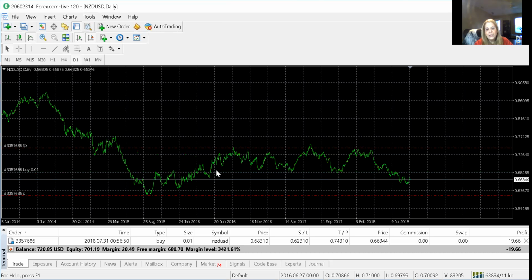Now, with New Zealand USD's patterns, you can put many different positions, many different buys as well as sells, through this time frame. I'm going to sneeze. Excuse me. Sorry about that.